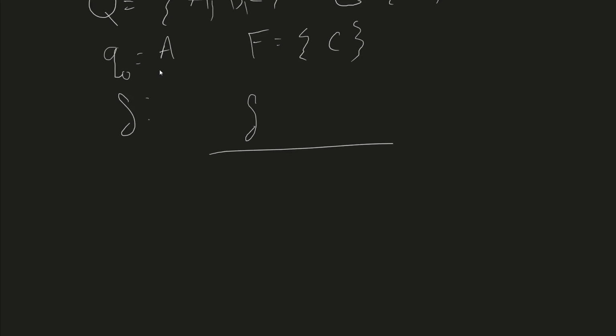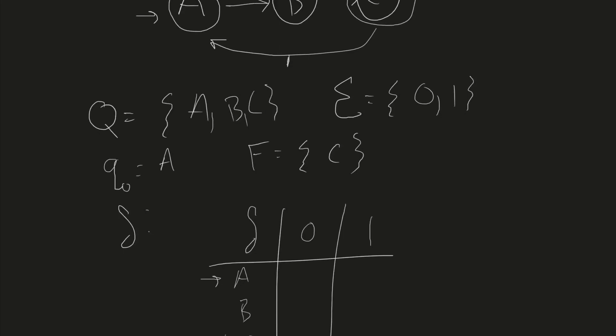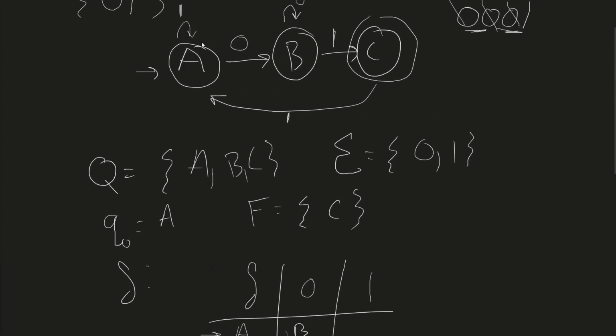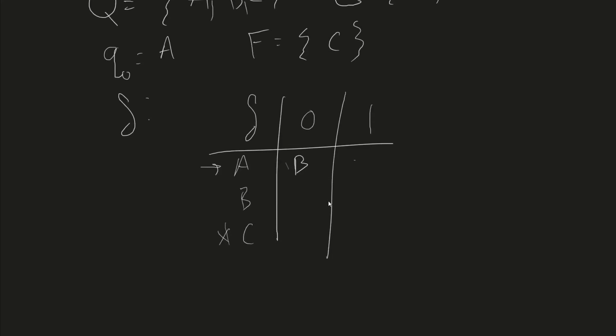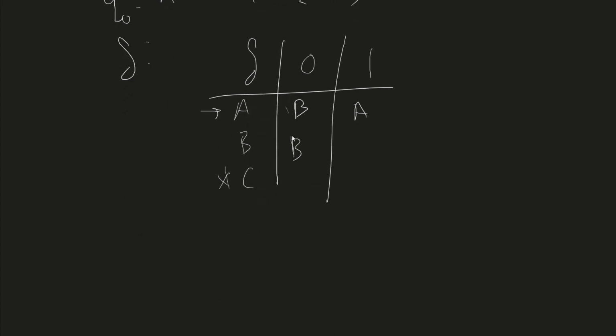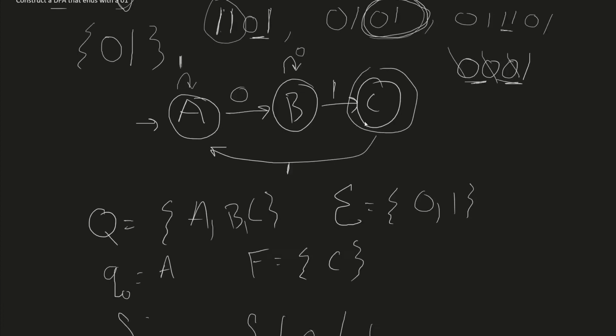So transition function, 0, 1, A, B, C. This is our accepting state, and this is our start state. So at A, input 0, where does that go? It goes to B, right? A goes to B. A at 1 loops back to itself. B at 0 goes back to itself. B at 1 goes to C.